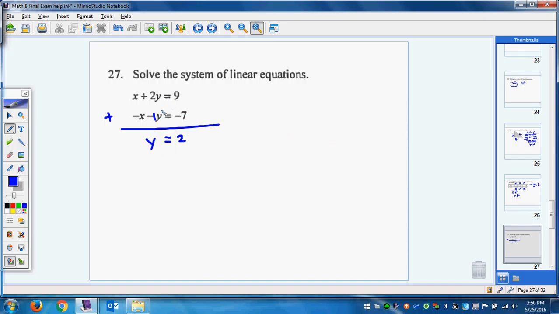I pick one of the equations. I like the top one better. So x plus 2y equals 9. I'm trying to find my x value. Notice my y is 2, so I must do 2 times 2.